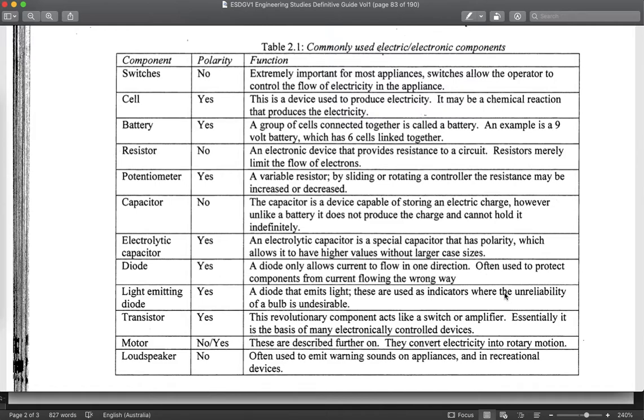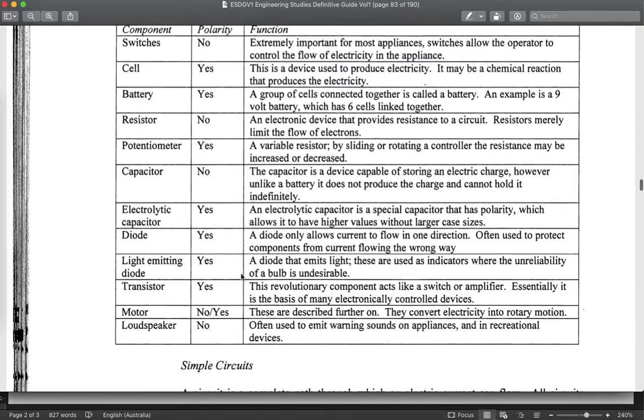So capacitors, what they do is they build up charge. A capacitor is a device capable of storing up electrical charge. However, unlike a battery, it does not produce the charge and it cannot hold it indefinitely. There's also electrolytic capacitors. You have the ability to read that yourself. Diodes allow electricity to flow in only one direction. A transistor acts as a switch or an amplifier. I'm stressing the amplifier because normally all we focus on is the switch.